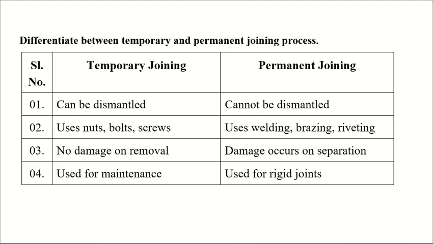Differentiate between temporary and permanent joining processes. Temporary joining can be dismantled, permanent joining cannot be dismantled. Temporary uses nuts, bolts and screws. Permanent uses welding, brazing and riveting. In temporary there is no damage on removal. In permanent, damage occurs on separation. Temporary is used for maintenance. Permanent is used for rigid joints.